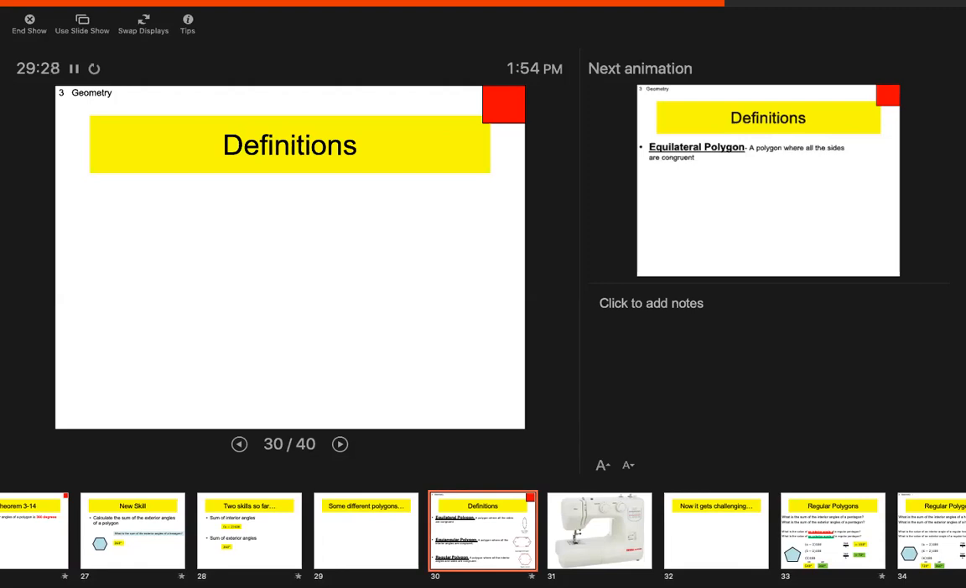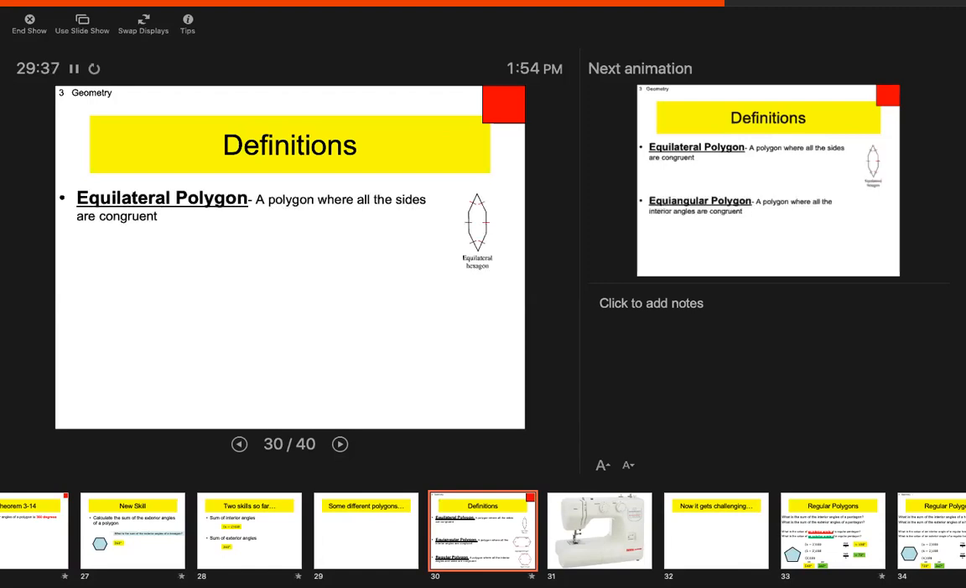No, not culinary. What do we call a triangle where all the sides are the same? It starts with a C. So what are we going to call a polygon where all the sides are the same? Equilateral polygon. And that's what that is.